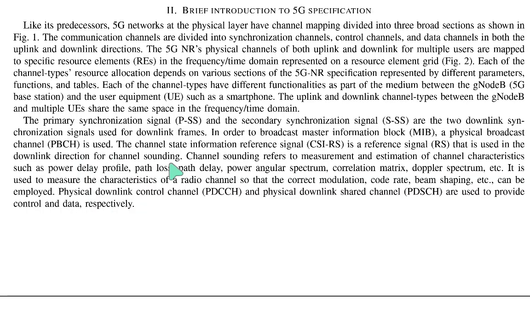Channel sounding refers to the measurement and estimation of channel characteristics such as the power delay profile, the path loss, the path delay, the power angular spectrum, the correlation matrix, the Doppler spectrum, etc. It is used to measure the characteristics of a radio channel so that the correct modulation, code rate, beam shaping, etc. can be employed. The physical downlink control channel (PDCCH) and the physical downlink shared channel (PDSCH) are used to provide control and data respectively.